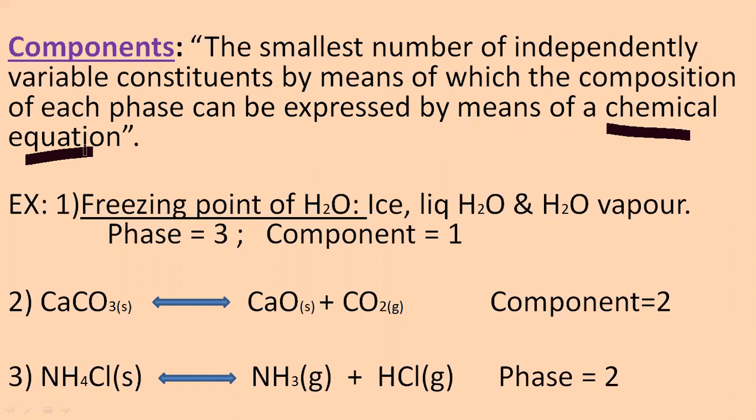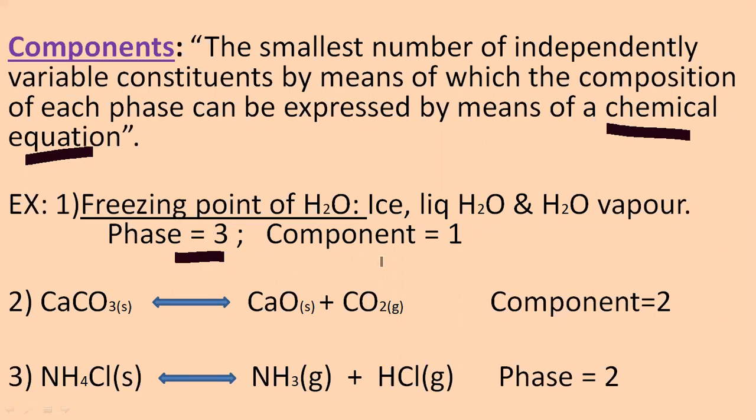To understand this more clearly, we'll take one example of water in the form of solid, that is ice, liquid and vapor state. We have taken three different states, so you can easily see there are three phases: one for the solid, another for the liquid, and the third for the vapor state. So the number of phases will be three.